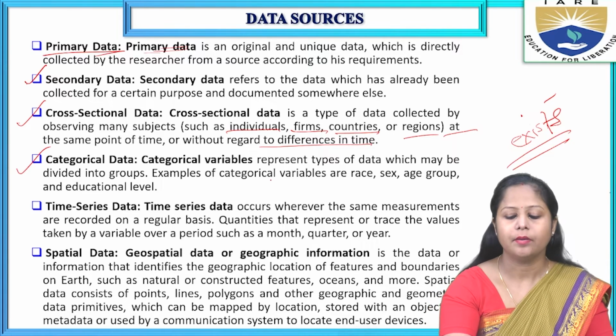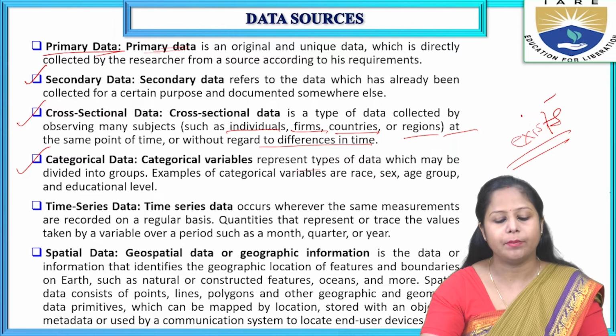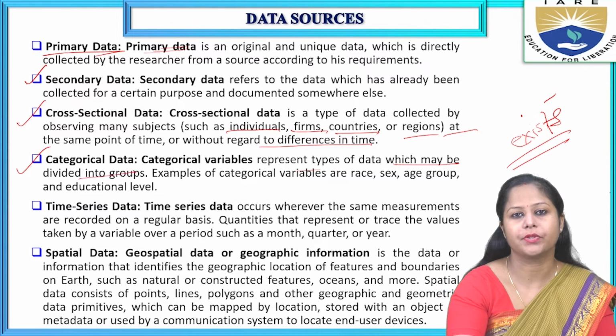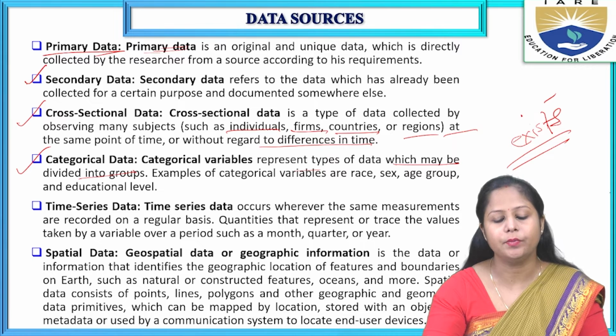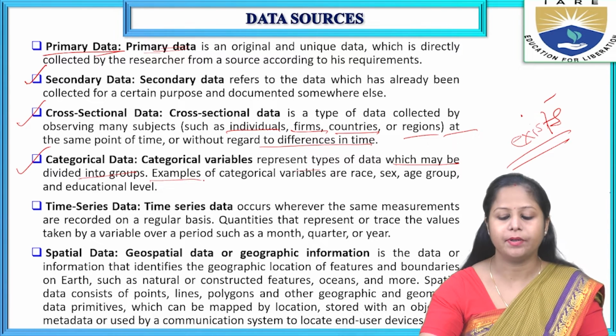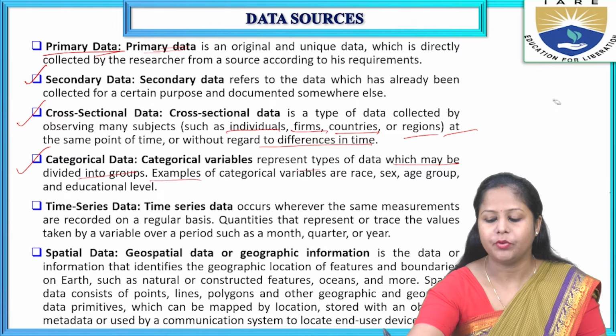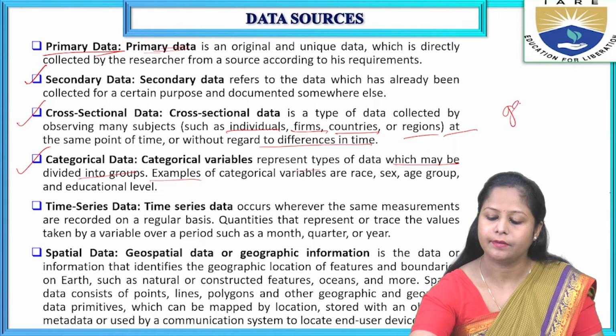Categorical data is nothing but it represents the types of data which may be divided into groups. That type of data we call as categorical data. For example, categorical data is race, sex, age group, and educational level. Suppose we have gender. So gender is of types male, female, and another also is transgender.